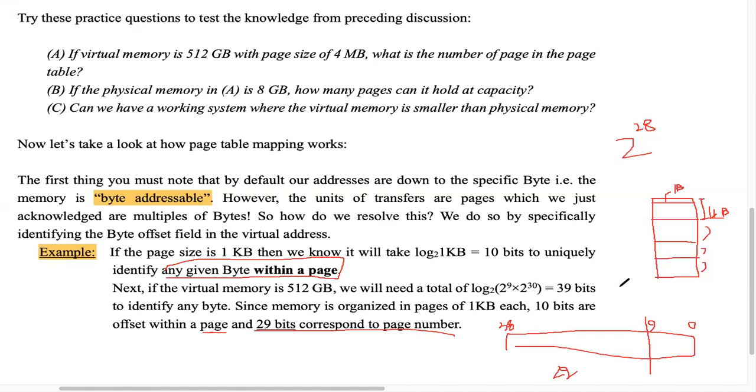Is this example clear? To address any given byte, find the page number and then locate that many bits. In this case, we first found out how many bits are needed to locate one byte within a page. That is 10. That means if we subtract 10 from 39, we get 29 bits, not 28. So 29 bits are needed for the page number.